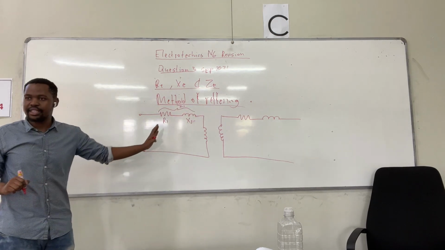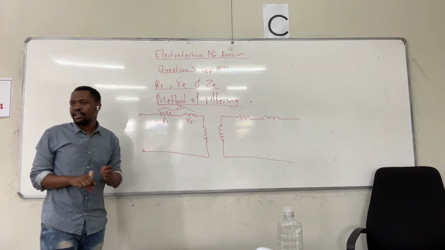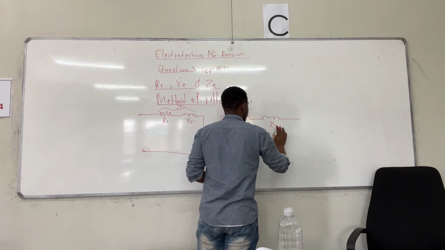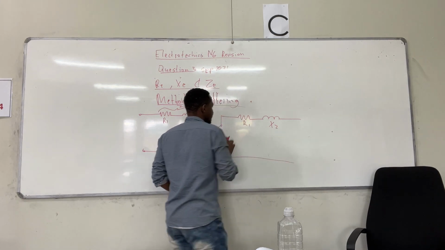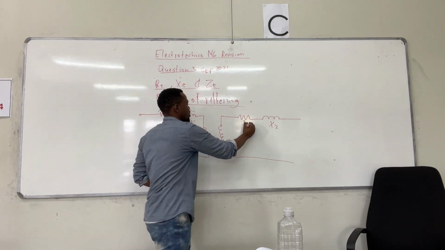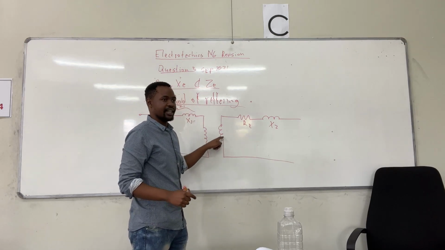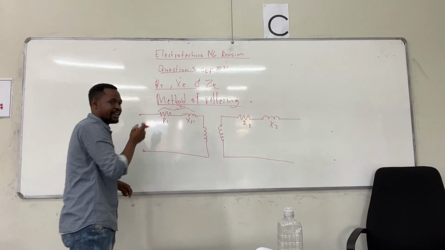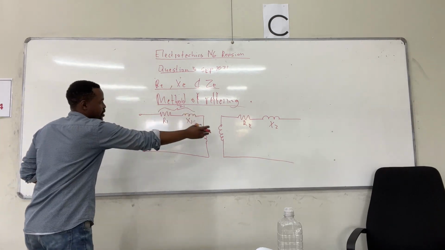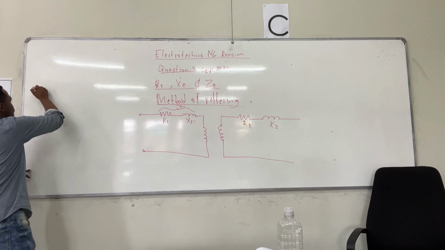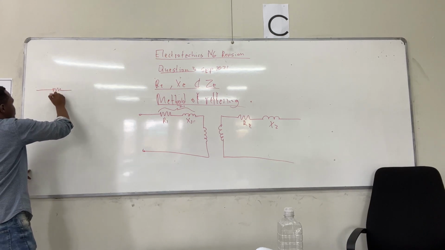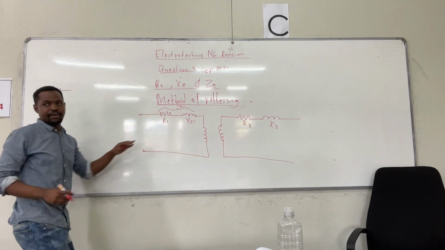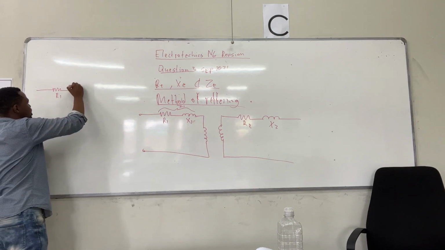Impedance, the primary winding. Then we have R1, X2. This is the resistance of the secondary winding, then the reactance of the secondary winding. When we are referring the secondary winding, what we are basically doing is referring the secondary winding to the primary winding.